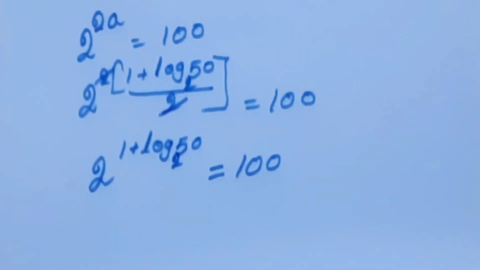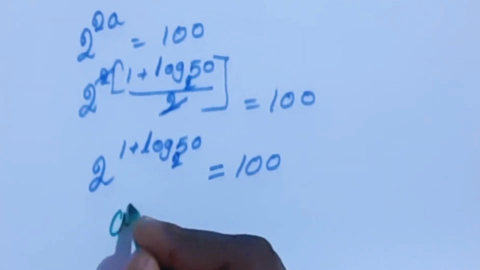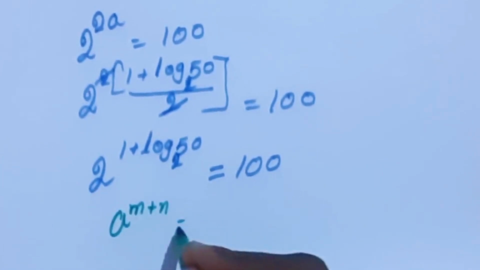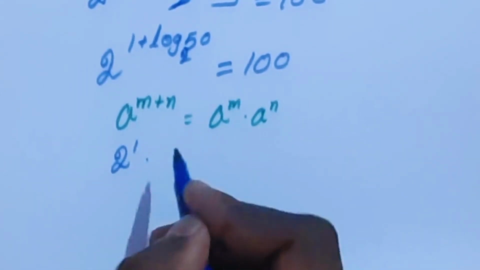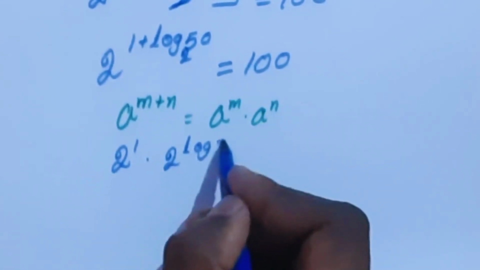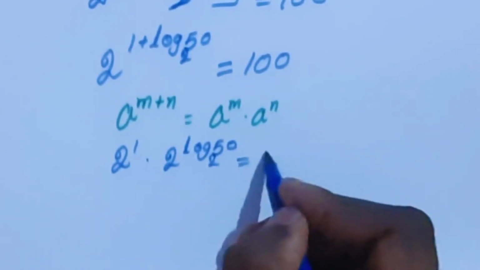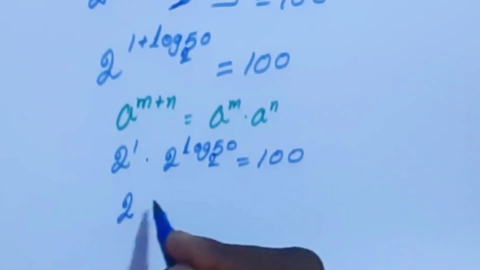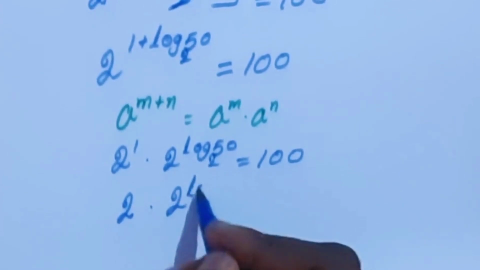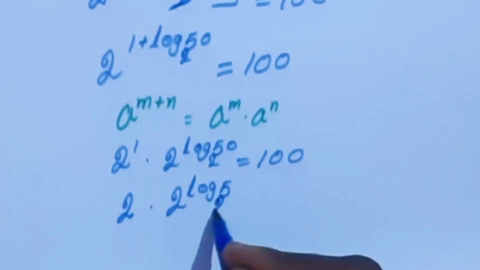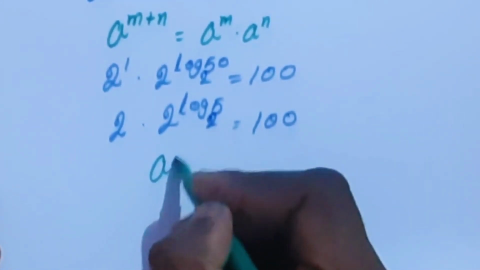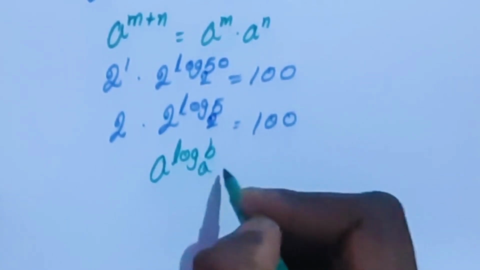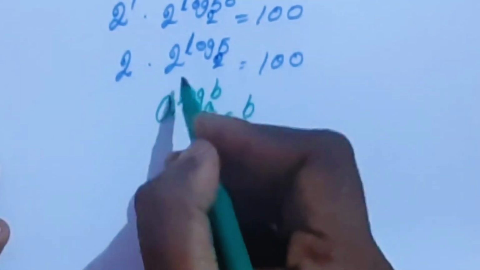Now here we are going to apply this exponent identity that a^(m+n) equals a^m times a^n. So 2^1 times 2^(log 50 base 2) equals 100. Now we are going to apply this formula here: a^(log b base a) equals b. This formula we are going to apply here.